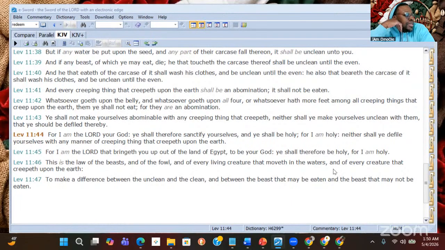This is the law of the beasts, and of the fowl, and of every living creature that moveth in the waters, and of every creature that creepeth upon the earth, to make a difference between the unclean and the clean, and between the beasts that may be eaten and the beasts that may not be eaten.